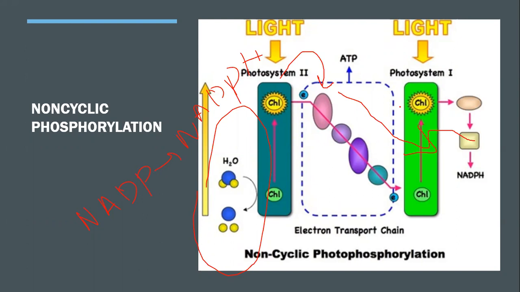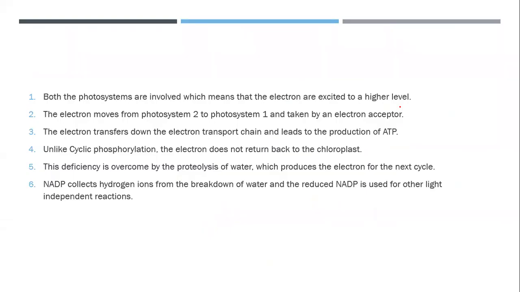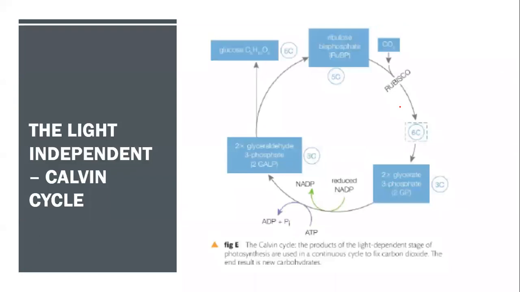Okay. Now let's talk about the light independent stage. In the light independent stage, basically the NADPH and the ATP will pass on to the stroma and they will enter the Calvin cycle.